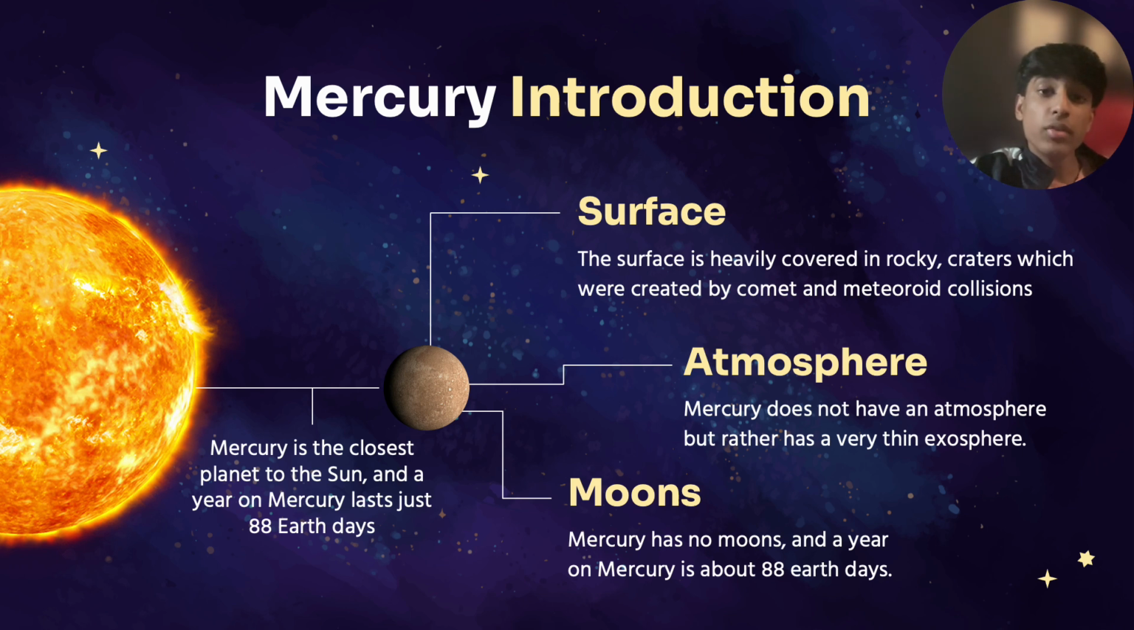Also, Mercury doesn't have a true atmosphere. Instead, it has a very thin layer called an exosphere. Now that we have a general introduction, let's dive deeper into Mercury's surface features.